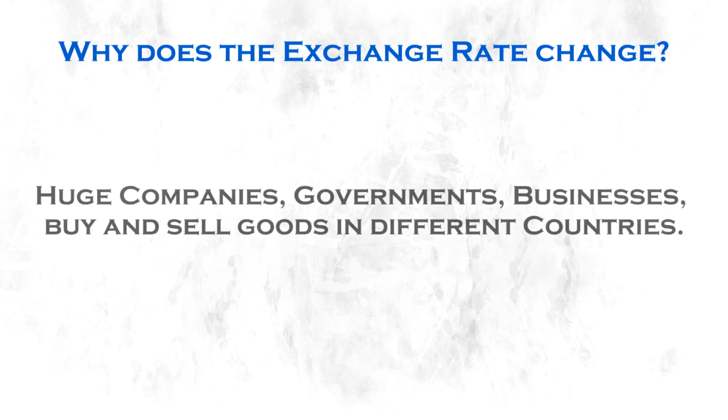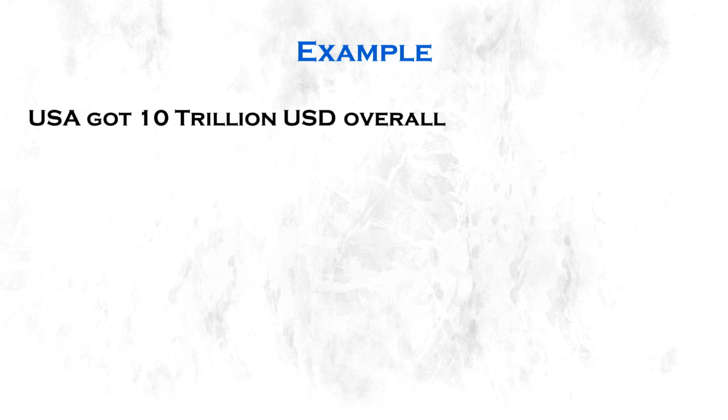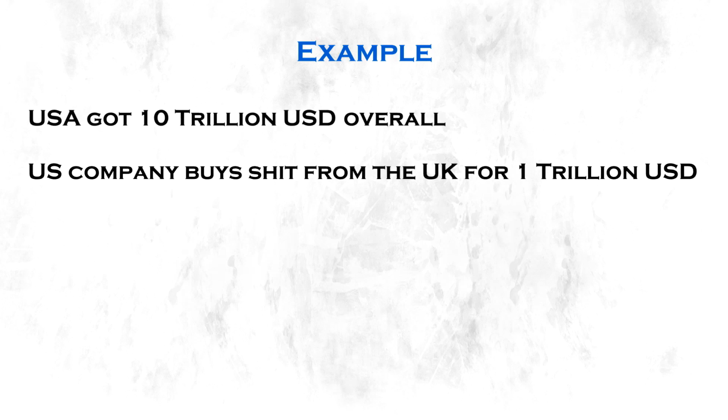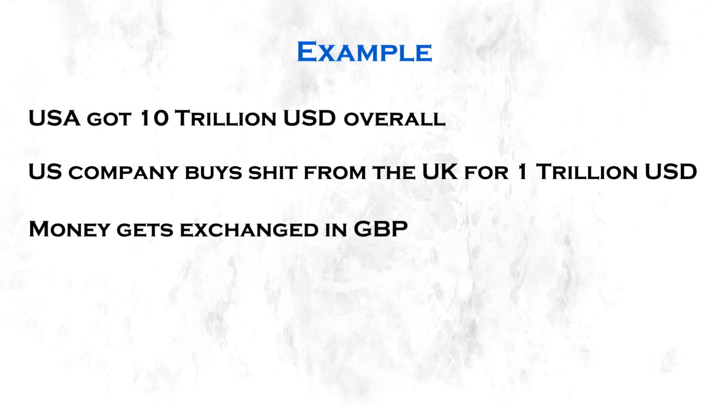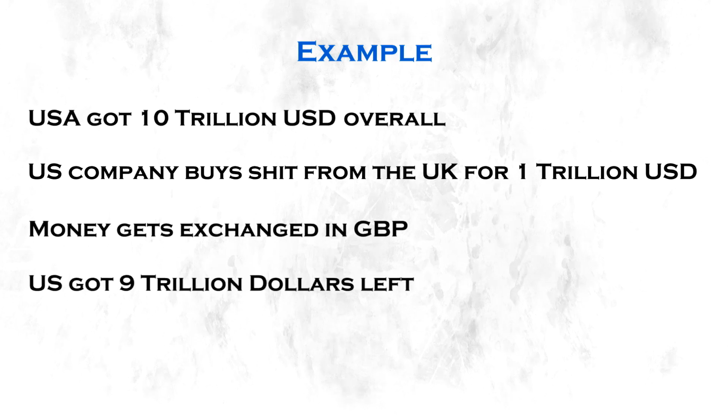Well, huge companies, governments, businesses, they buy and sell goods in different countries, and they have to trade huge amounts of money to do this. Let's say, for example, that the US has $10 trillion overall. Then a huge company from the US buys some stuff in the UK for $1 trillion, and the money gets exchanged into Great British pounds. Now the US has only $9 trillion left.